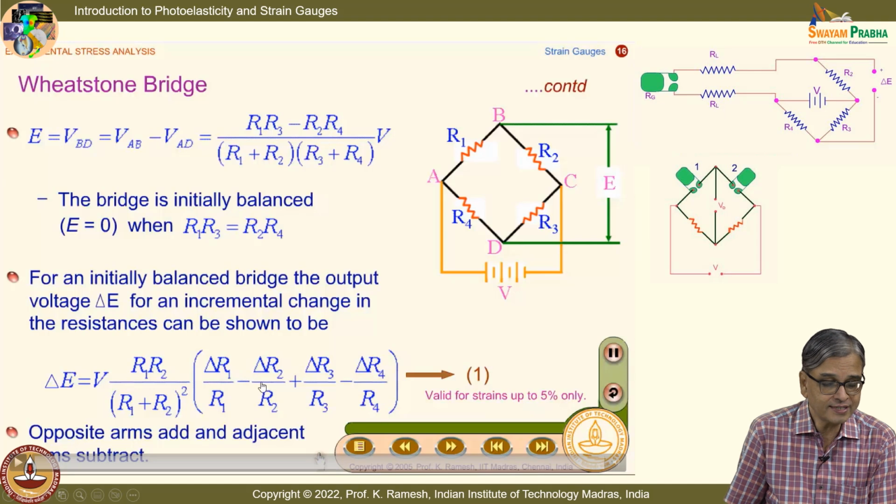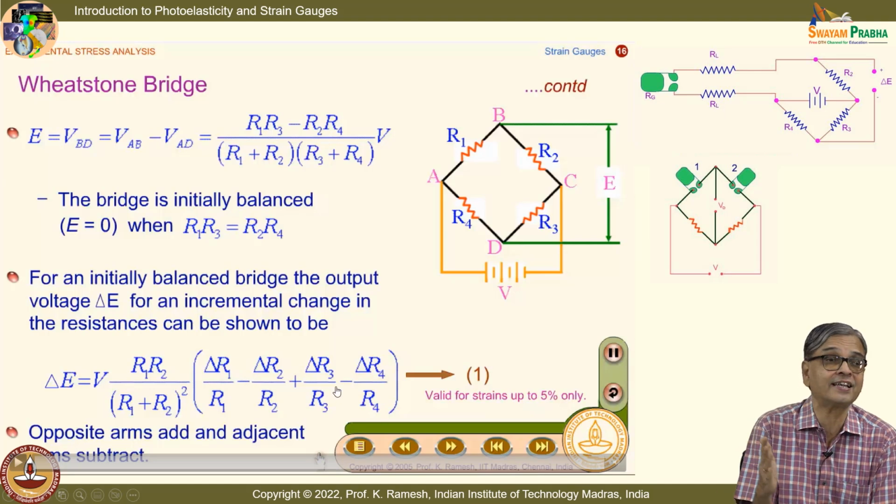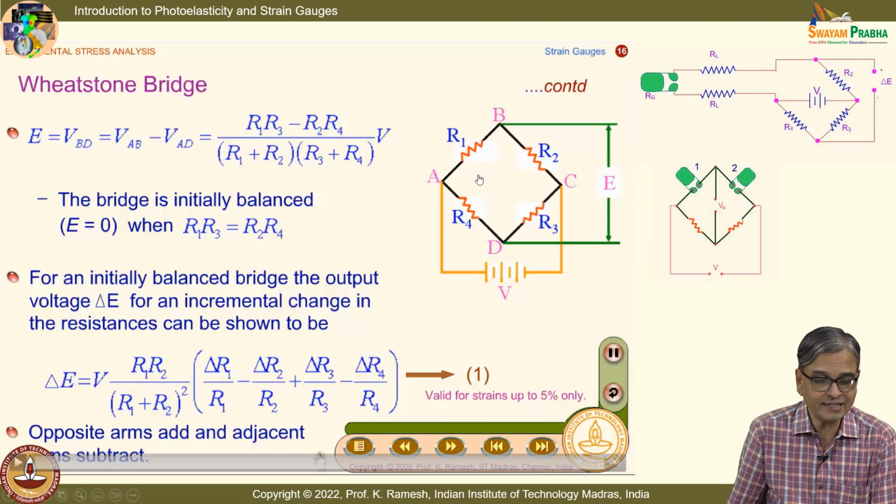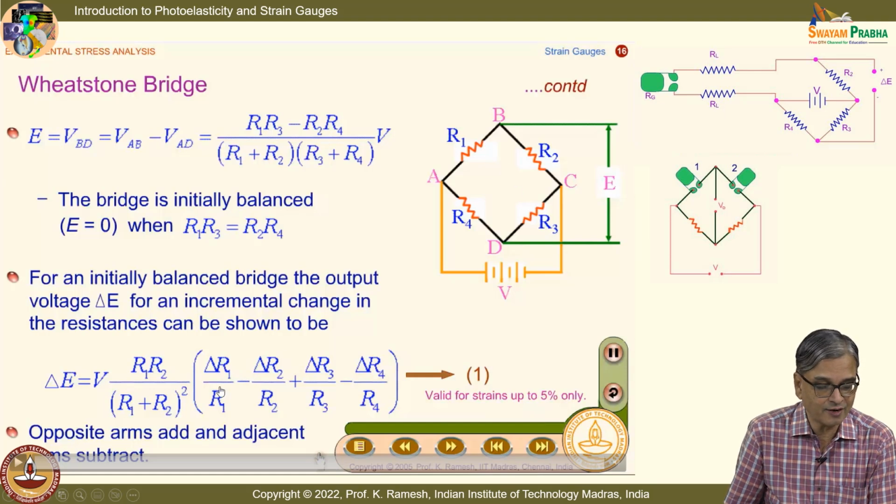So, I would use this change in sign appropriately in my design of the spring element. And the way to understand this, when I have labeled this like this, opposite arms add, because I have delta R1 by R1 plus delta R3 by R3. Adjacent arms R2 and R4, you have that subtraction.